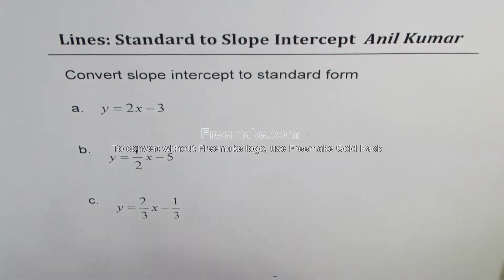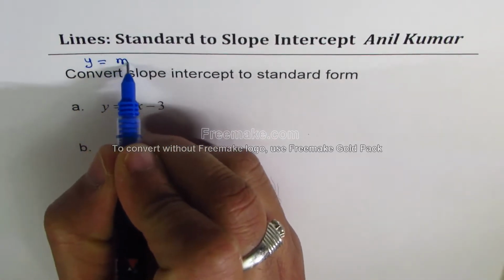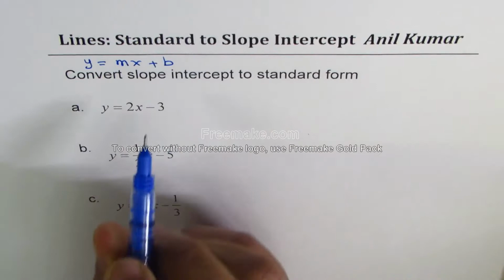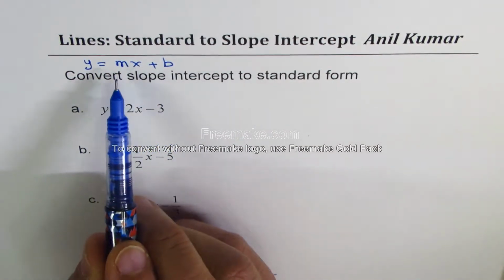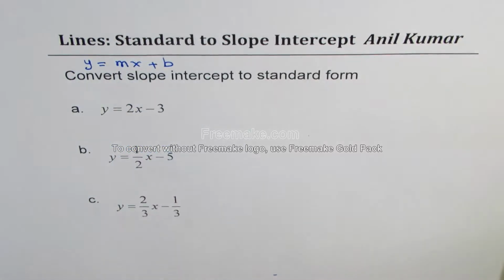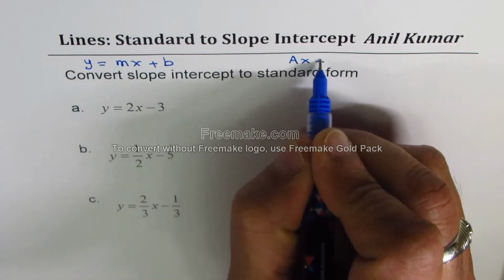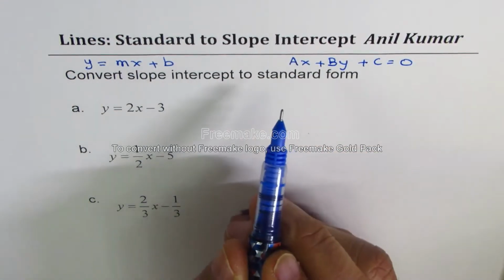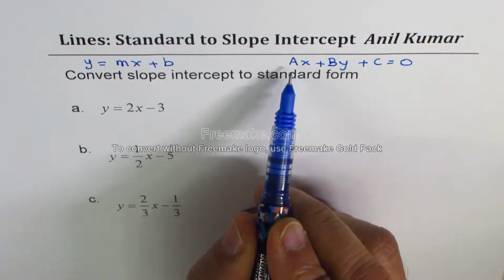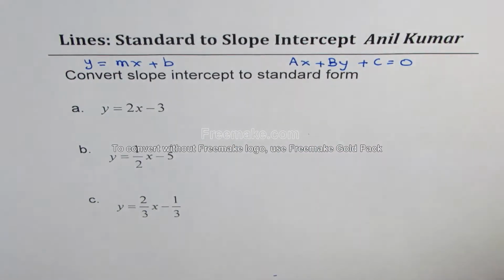So let me first tell you what is slope-intercept form. y equals mx plus b is the slope-intercept form of the equation of a line, where m is the slope and b is the y-intercept. The standard form is ax plus by plus c equals 0, where a should be positive and we avoid fractions in this, right? So that is what we are working towards.